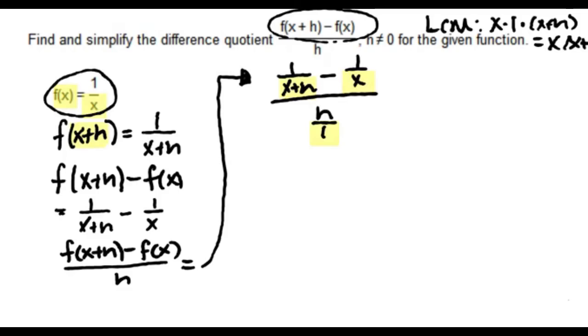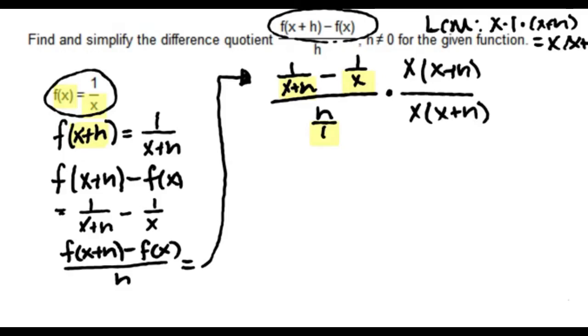Once we find that least common multiple, we're going to multiply it by the numerator and denominator of our big fraction. We're multiplying by x times x plus h. We're allowed to do that because as long as we multiply by the same number on the numerator and denominator, we're multiplying by a form of 1. And 1 times anything stays the same.